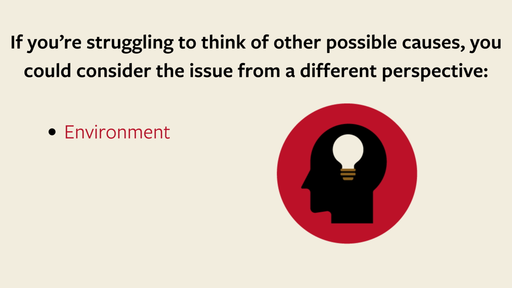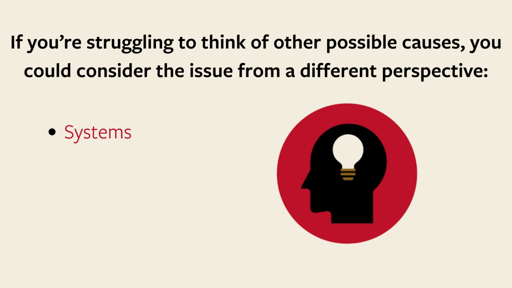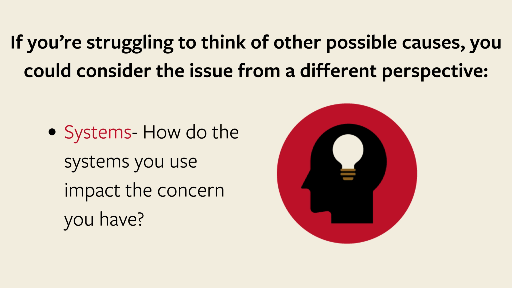Thinking of the environment can help you consider another perspective. What are your working conditions, the location of the work, and are there other external factors to think about? Systems are an important theme to consider to help you get to the root cause. If we have considered this, we may be able to influence how we use systems to improve our work.